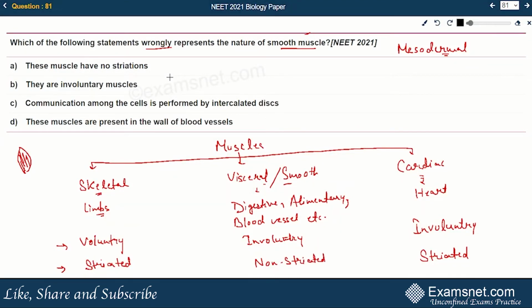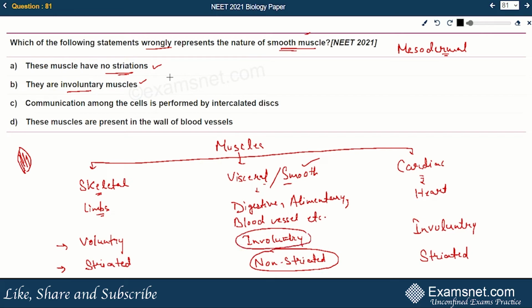Now let's have a look at the options. The first one is that the smooth muscle, we are talking about smooth muscles here, right? So these muscles have no striations. This is a correct statement. Why? Because smooth muscles have no striations. We saw here. Now, second statement is they are involuntary muscles. So this is also a correct statement because we cannot control these muscles.